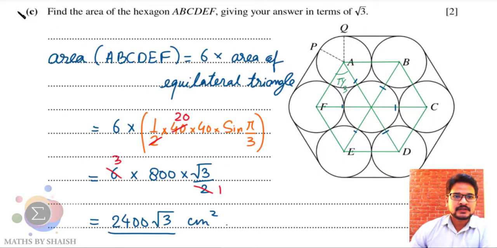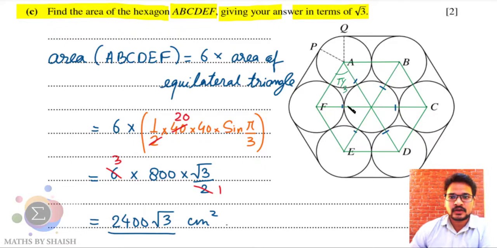Now the C part is to find the area of hexagon ABCDEF, giving your answer in terms of root 3. We can see this hexagon becomes a regular hexagon because all the pipes are identical and the radius is 20 in each case. The radius is 20, this is also 20, this is also 20. So altogether they are going to be of equal length, 40, and all the angles are of course going to be equal. So it is a regular hexagon.